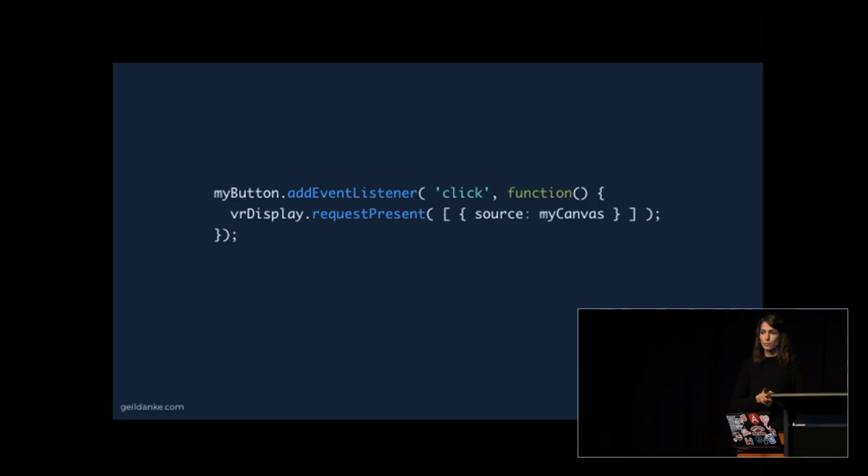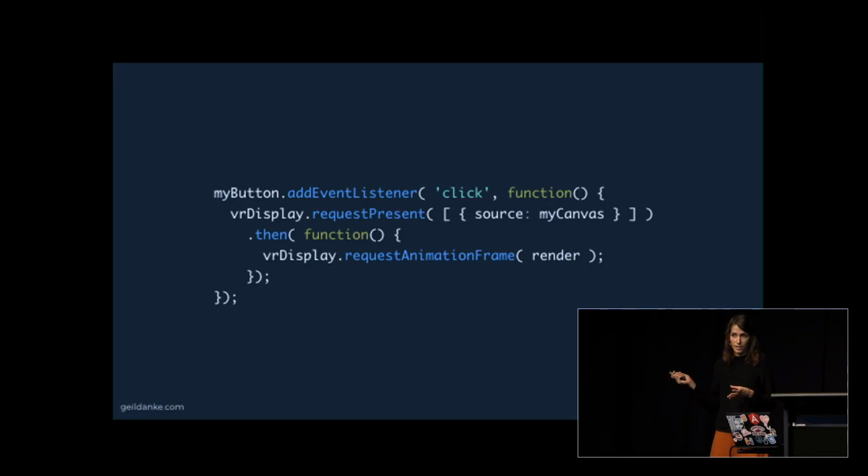requestPresent also returns a promise that is fulfilled when the presentation has begun. And this is then the time we can start the render loop by using VR display's requestAnimationFrame method. VR display's requestAnimationFrame is equivalent to window's requestAnimationFrame, but it has device-specific features for rendering on a head-mounted display. It also draws continuously on the canvas, but it does this in a higher frame rate, depending on the VR device, not with 60 frames per second, but with 90 or even 120 frames per second.